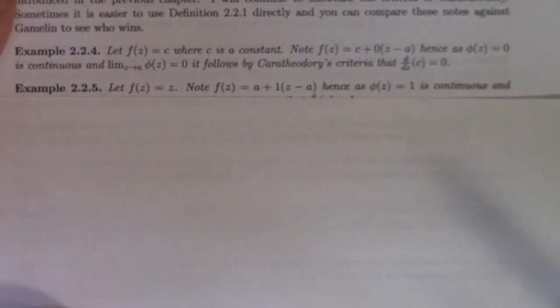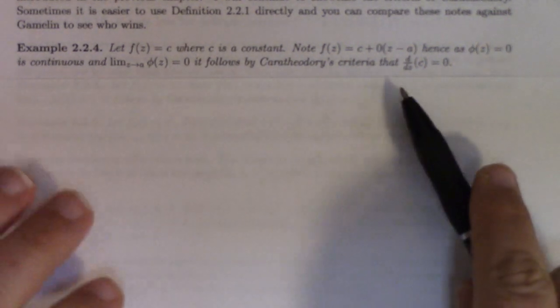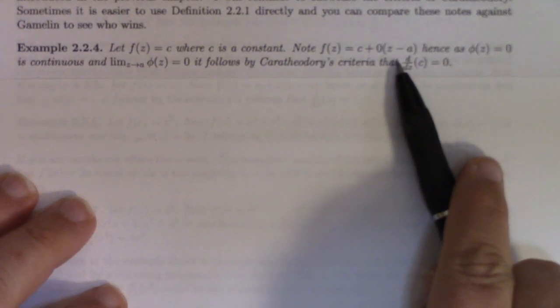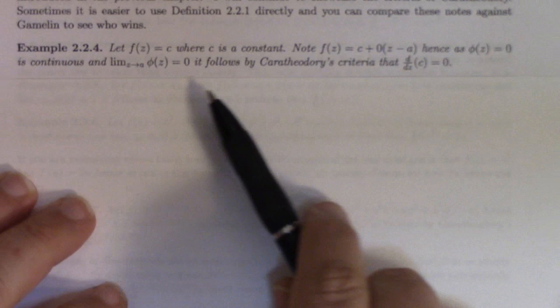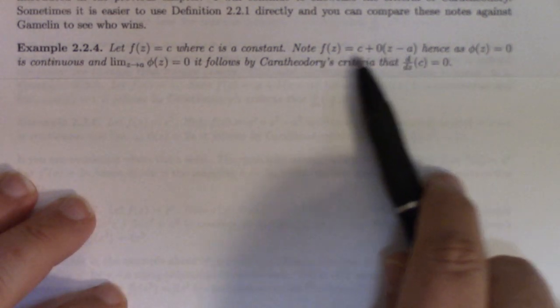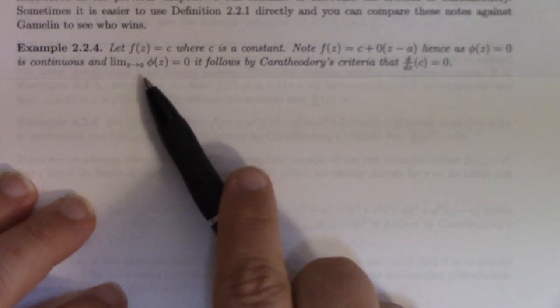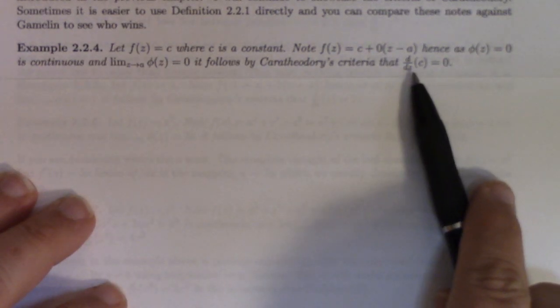Let's see here. So first of all, for the constant function, you can write it as the constant plus 0 times z minus a, and of course 0 is a continuous function, and therefore it satisfies Carathéodory's criteria, with the equation for criterion 2 and the continuity for criterion 1. And the limit, of course, of that is 0, which means the derivative of c is 0.